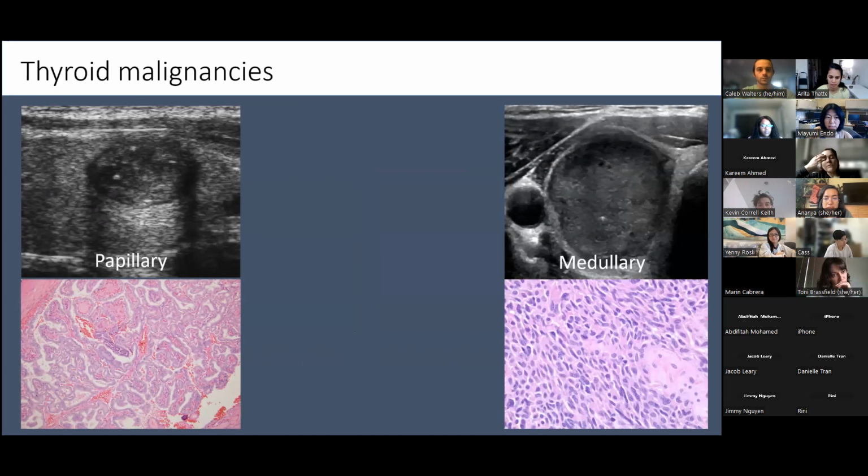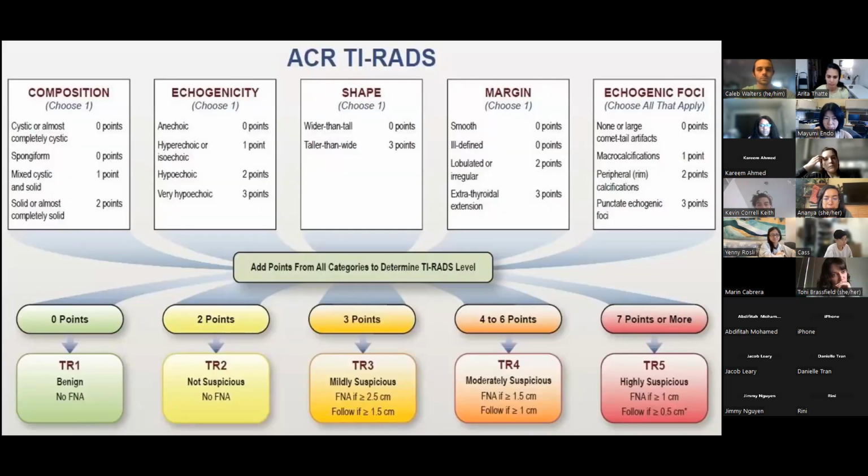So based on what we see, we look at, again, composition, echogenicity, shape, margin, and calcification. We add up each score, and then we decide whether or not we need a biopsy on these thyroid nodules. The highest risk ones, we biopsy when it's 1 centimeter or more. By the way, you don't need to remember all of this. Radiology is going to write all this on the report. You don't need to remember. Just get a concept that based on what the nodule looks like, the size threshold is different.